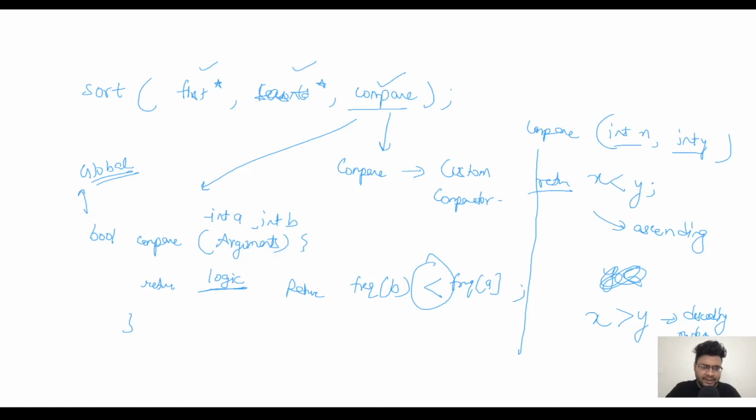So in order to avoid this, we use something known as lambda functions. Now, lambda functions are generally a proxy for a custom comparator.